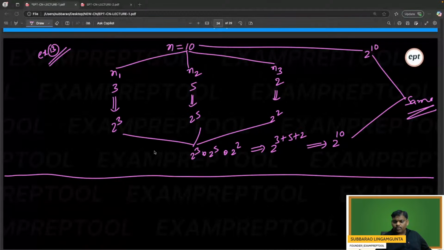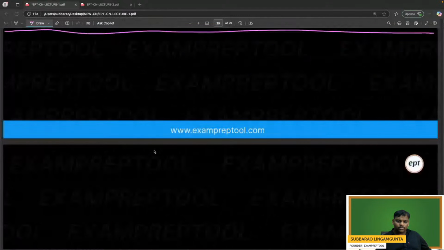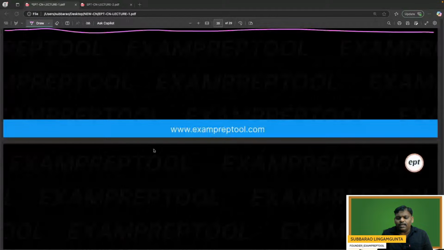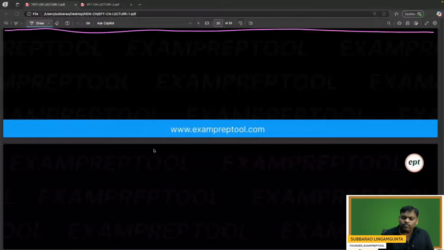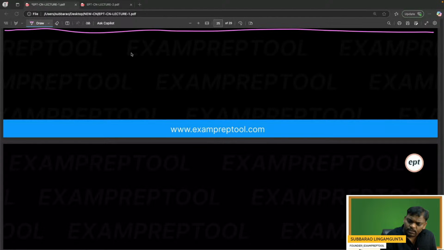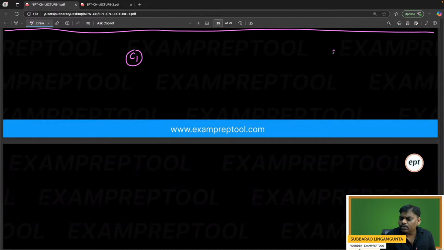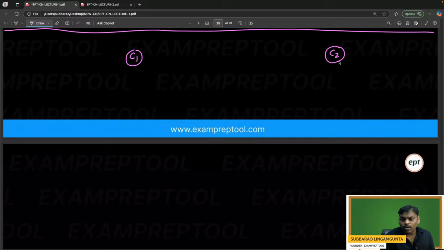Now see, from now onwards, everyone listen. We have already done the basics which are needed. Now see, there is one computer, C1. There is one more computer, C2.